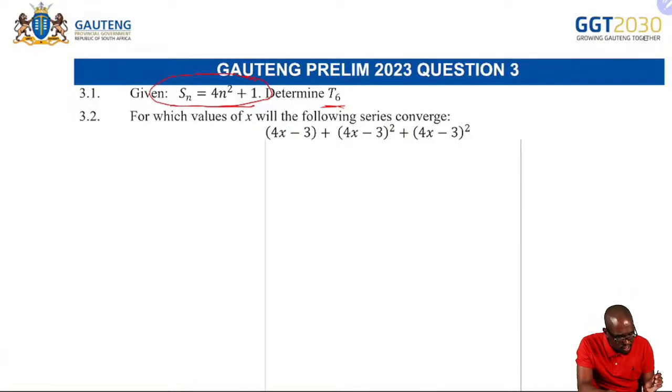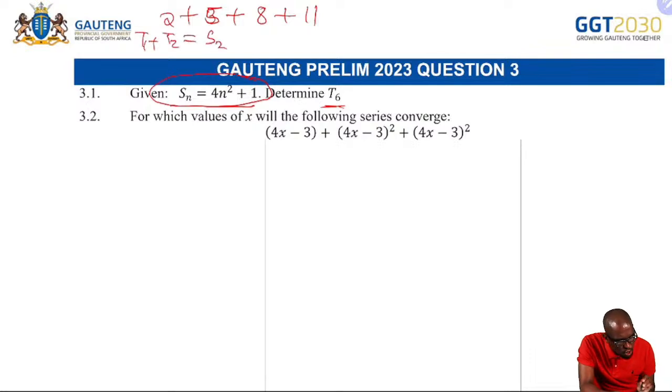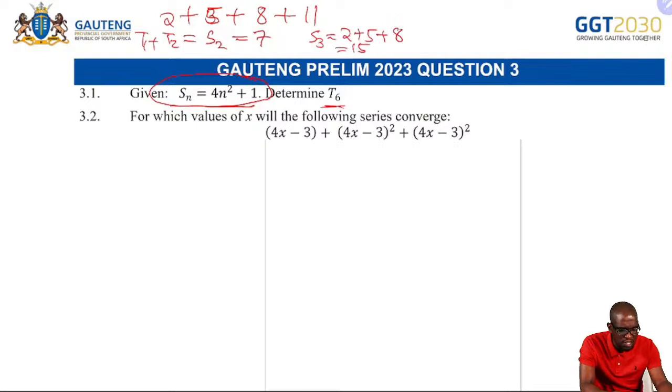Say for an example, you have 2 plus 5 plus 8 plus 11. So these are your terms. They represent a series. Now, if you check the sum of the first two terms, if you add T1 and T2, you are going to get S2. Your S2 is equal to 7. If you check your S3, it would be equal to 2 plus 5 plus 8. Your S3 is equal to 15.